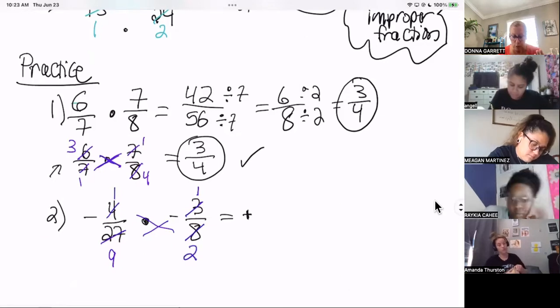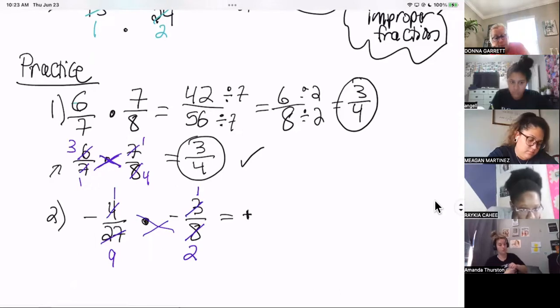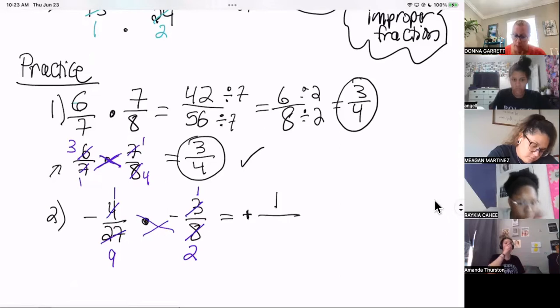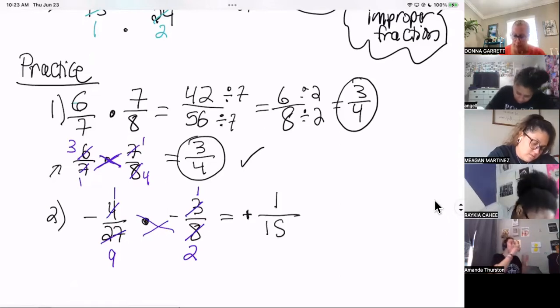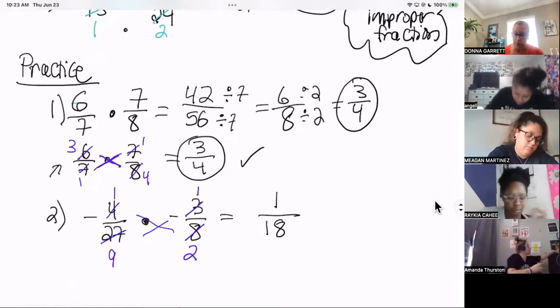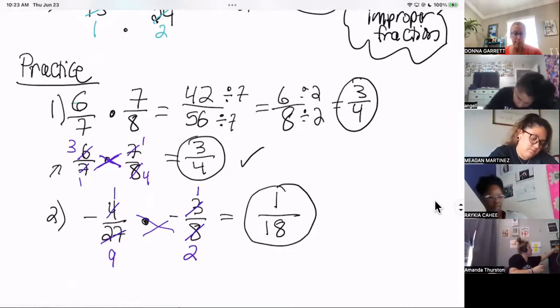And now I'm going to multiply across. And I know it's positive already. I've already put my little note. It's positive. So I know it's positive. 1 times 1 is 1. 9 times 2 is 18. And then you don't need to leave the positive. You can take it off. That was my little note to remind me it was positive. I have 1 over 18.